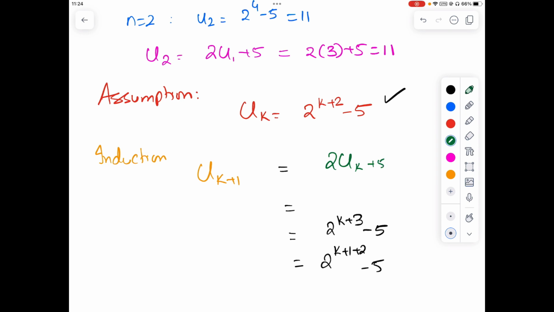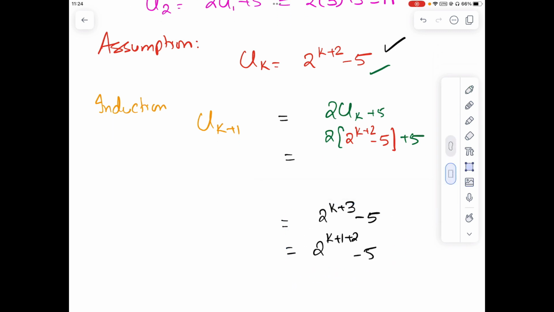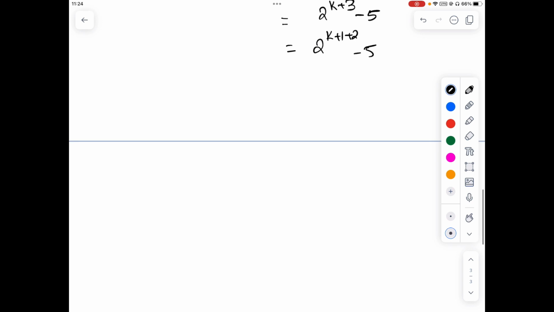2uk plus 5, 2 times uk. uk is from our assumption. What is that? 2 per k plus 2 minus 5 and plus 5. So what does that become now? I move this one a bit down. 2 times 2 per k plus 2 minus 10 plus 5. I think it becomes 2 per k plus 3 minus 5. Therefore, it is true. Conclusion, you need to write it out.